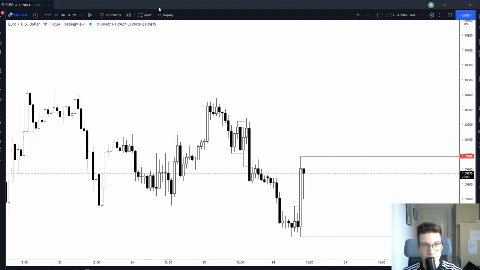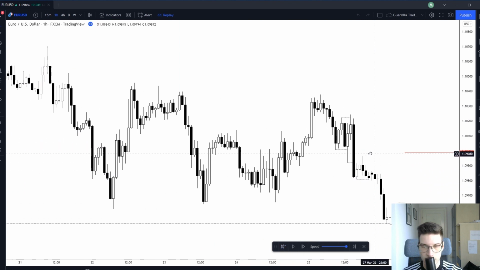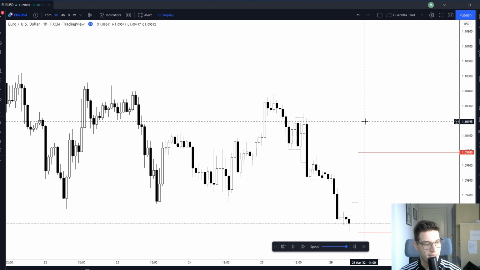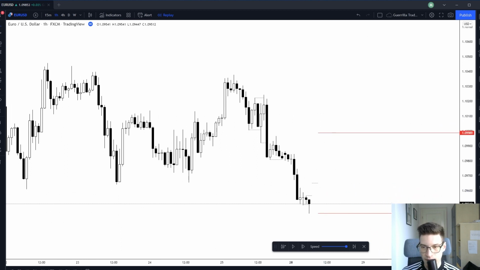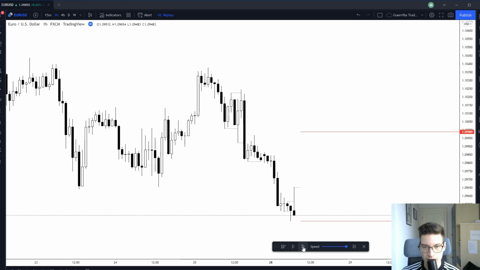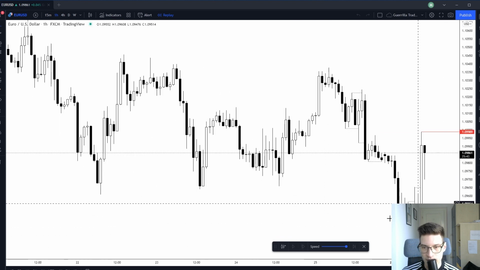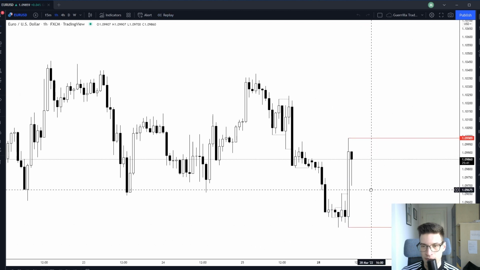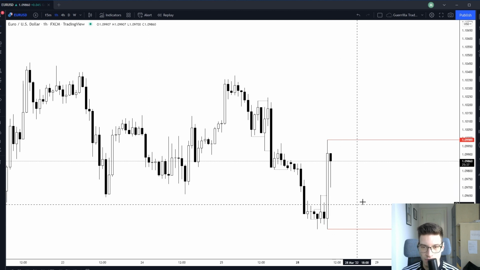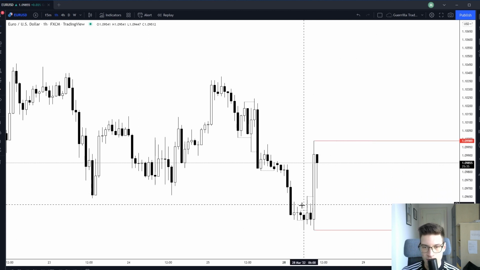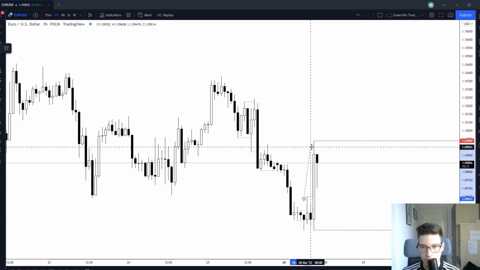But what kept me out of any long trades is that, first, it was Monday, so I wanted to see some more price action. We broke the low, retraced, and then we broke the high and retraced with this candle. We got a small pause, and then broke the high again and retraced. So there was no opportunity for me to enter on this one, since we did start to form an ascending structure right here.